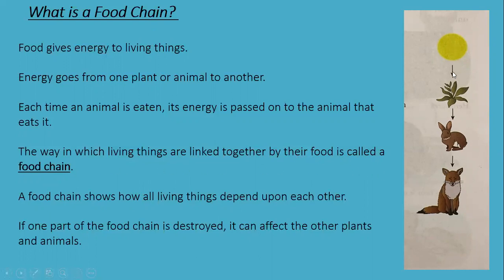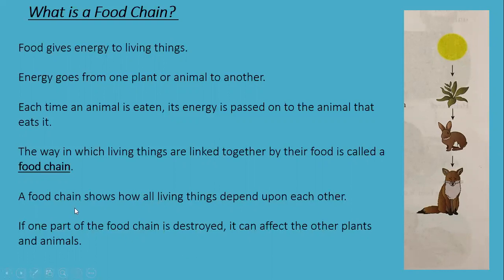Just like this. This is like a chain. Fox gets energy from rabbit, rabbit gets energy from the plant, and plant gets energy from the sun. This is like a chain. They all are connected to each other. So that's why we call it the food chain. It may be long or maybe short.